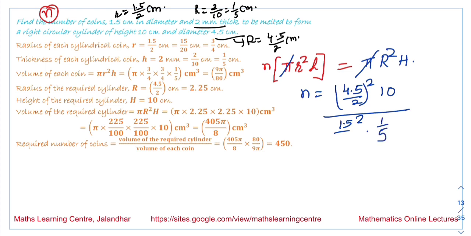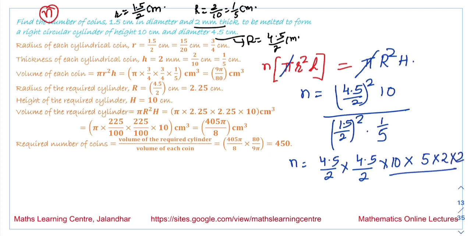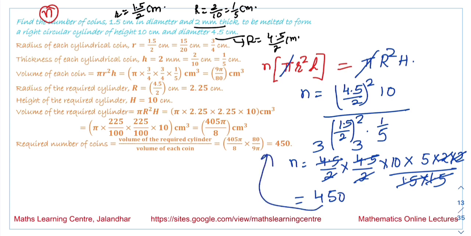So the value of n that we will obtain from here is n equal to 4.5 by 2 into 4.5 by 2 into 10 into 5 into 2 into 2 over 1.5 into 1.5. On solving this, these 2 get cancelled, 1.5 gets cancelled over here, and this 1.5 gets cancelled over here. So we are left with the answer 450. So the required number of coins is equal to 450.